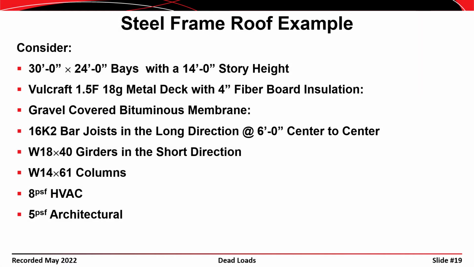So if we consider a roof system in a steel frame building, we'll go with the same bay spacing and story height as before. Now we have a Vulcraft 1.5F 18 gauge metal deck with 4 inches of fiberboard insulation on top of that, supporting a gravel-covered bituminous membrane. We're going to assume that we have 16K2 bar joists in the long direction instead of using a W shape. And then we have W18x40 girders in the short direction, supported by W14x61 columns.